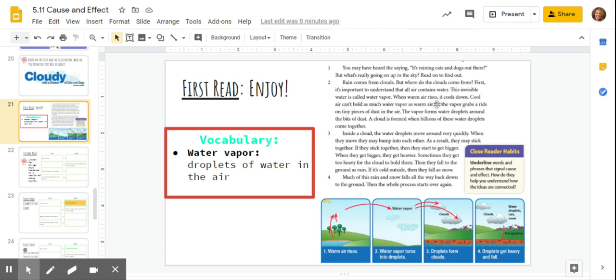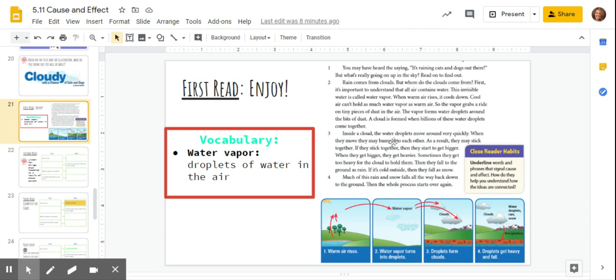When warm air rises, it cools down. Cool air can't hold as much water vapor as warm air, so the vapor grabs a ride on tiny pieces of dust in the air. The vapor forms water droplets around the bits of dust. A cloud is formed when billions of these water droplets come together.